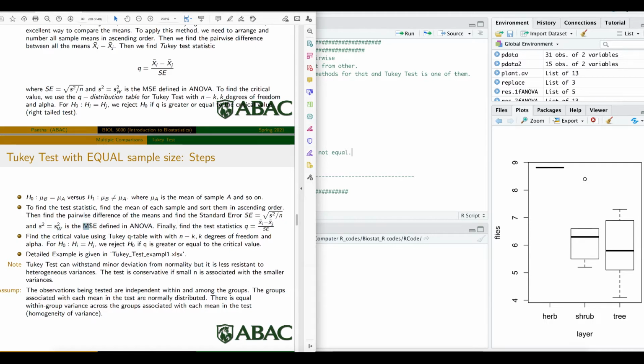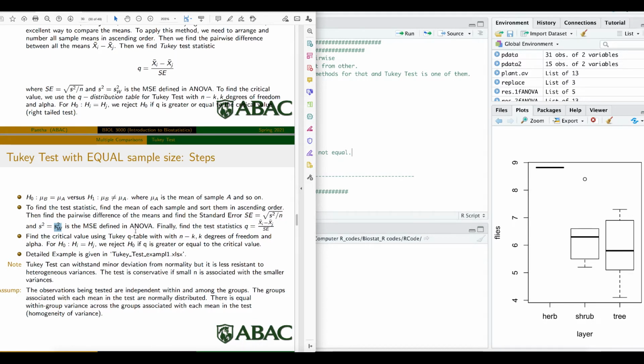Actually, this is the MSE. Okay, where this S square W I denoted is the MSE, mean square error. How do we denote that? Mean square error was defined by SSE, sum of square error, divided by the degrees of freedom, right? That's what we were denoting.